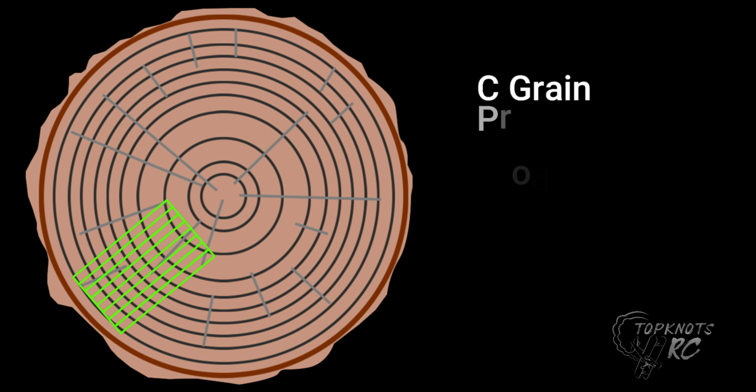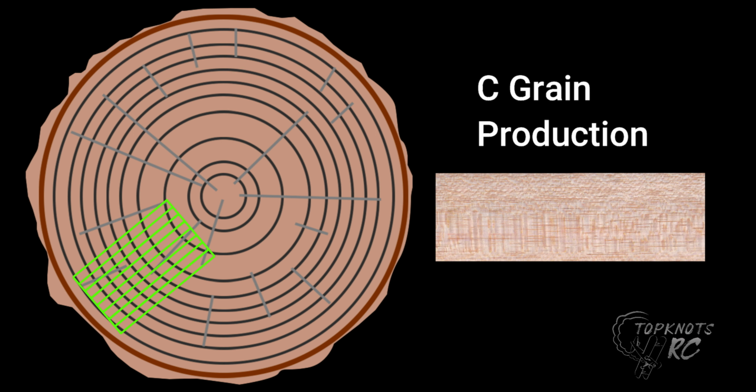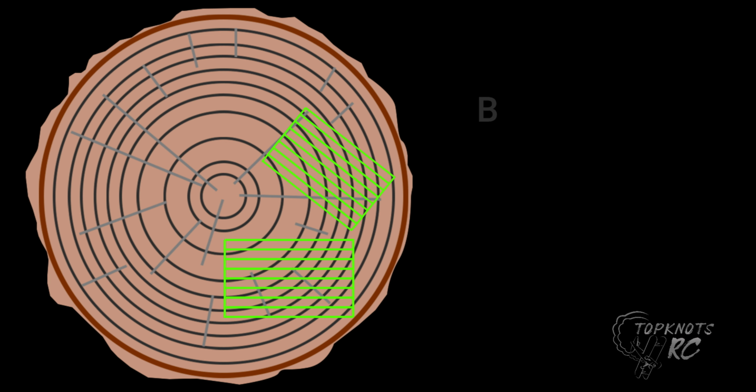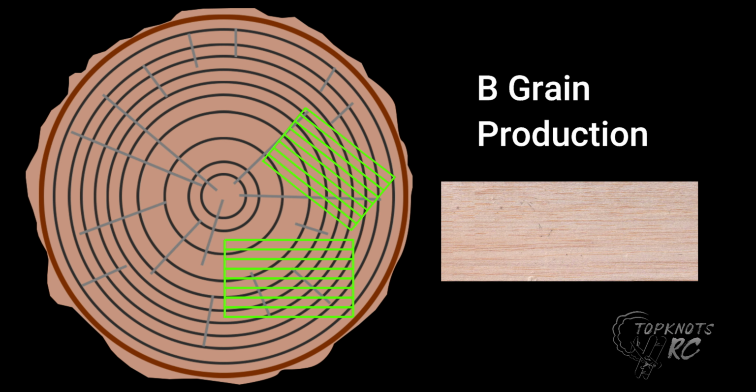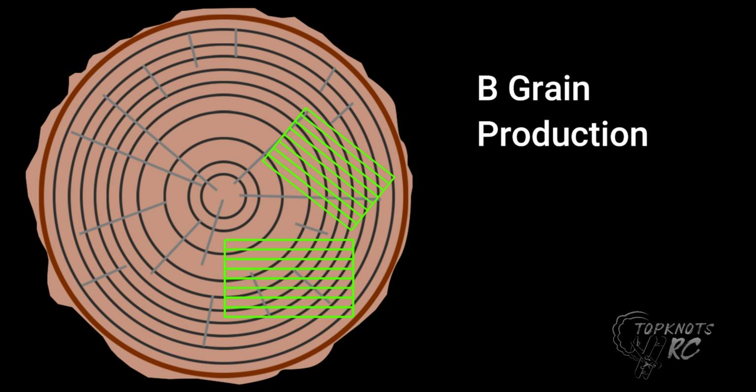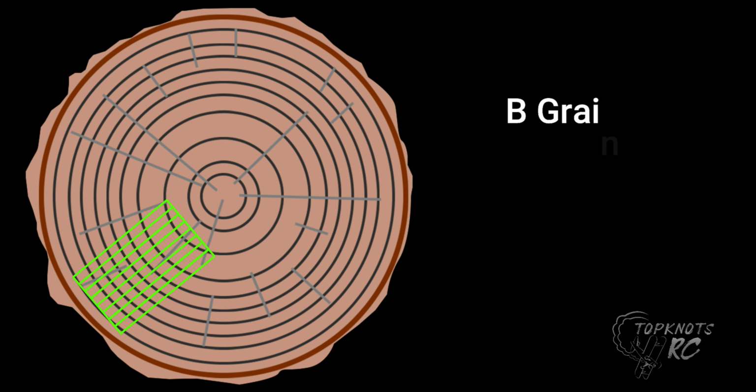On the other hand, if it is C grain, cut with the annular rings running parallel to the surface of the sheet, it will be stiff and rigid edge to edge. If the grain direction is less clearly defined, as in B grain, the sheet will have properties intermediate between A and C types. B grain is the most abundant and is suitable for most of the jobs.